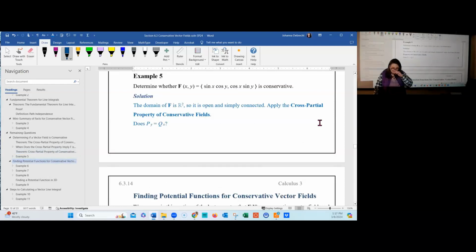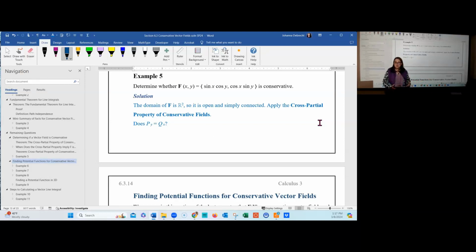Let's look at example 5. We have a vector field given by sine of x cosine y, comma cosine x sine y, and we want to decide whether or not it's conservative. The first thing we need to do is figure out what the domain is. What region is it defined on? Since sine of x and cosine of y, cosine of x and sine of y are defined on all real values, then it's defined on all of R2.